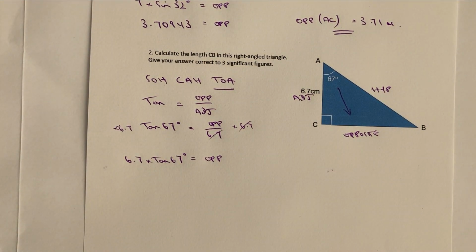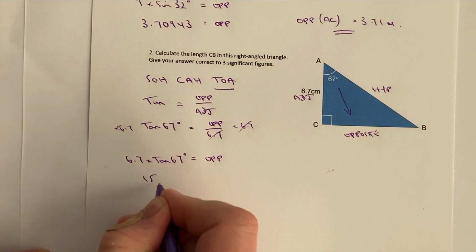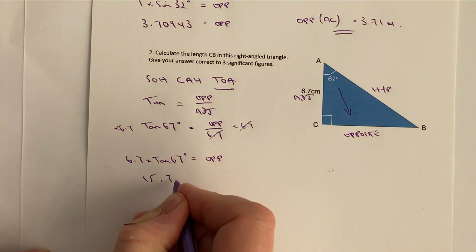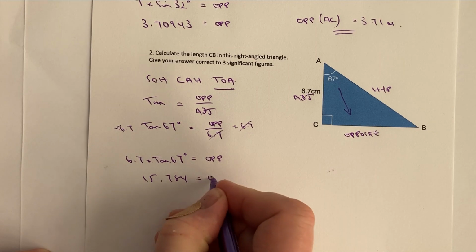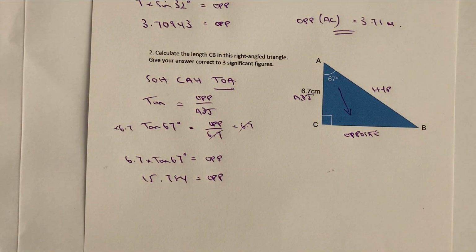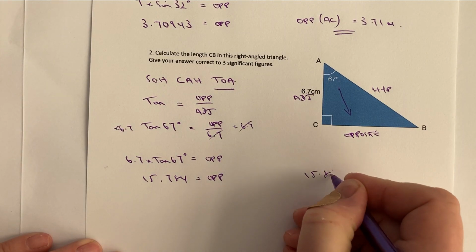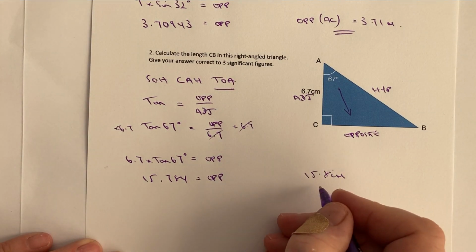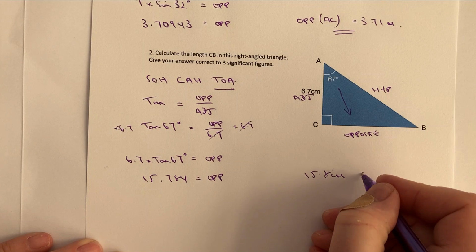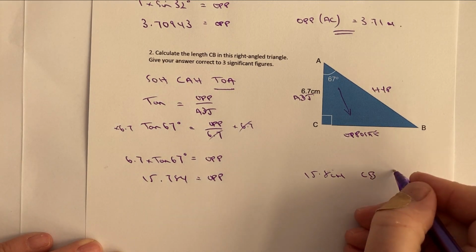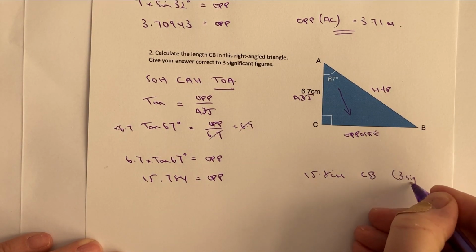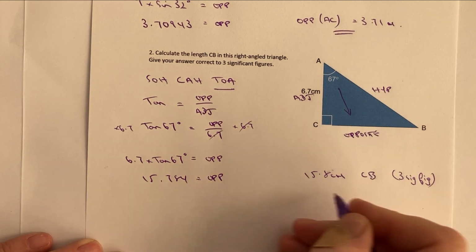Pop that in a calculator. I'm going to get something like 15.784 equals the opposite. Okay, so to answer the question then, three significant figures, well, that's going to be 15.8 centimeters, and that's going to be the length CB. Okay, and that's going to be 3 sig fig. Okay, I hope that's okay for you.